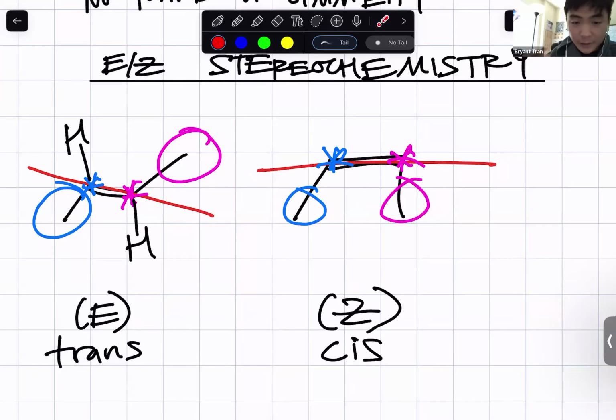Nice. Is my audio cutting off, or is it good? Is it smooth right now? It's smooth. Okay, it's good. Yeah, because sometimes it cuts off once in a while. Okay.